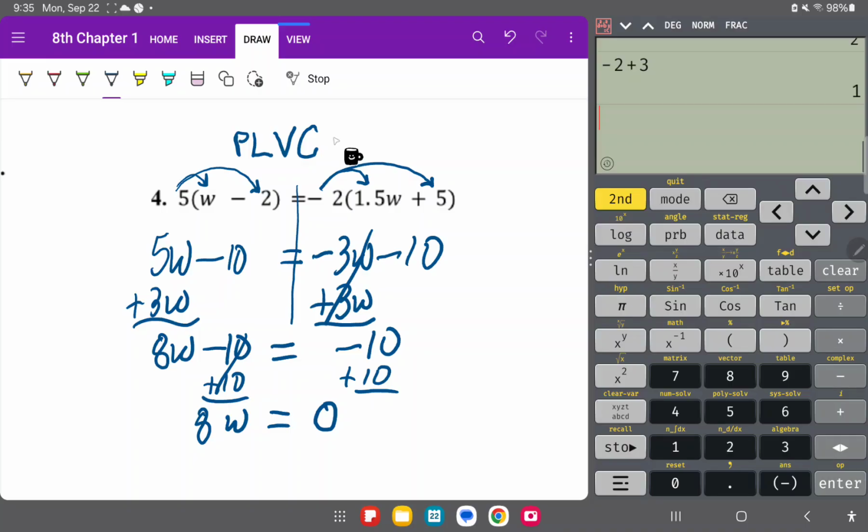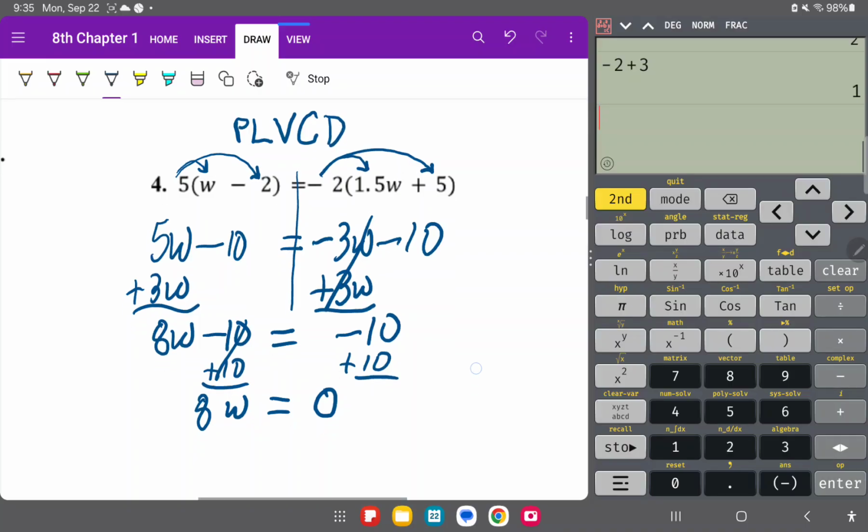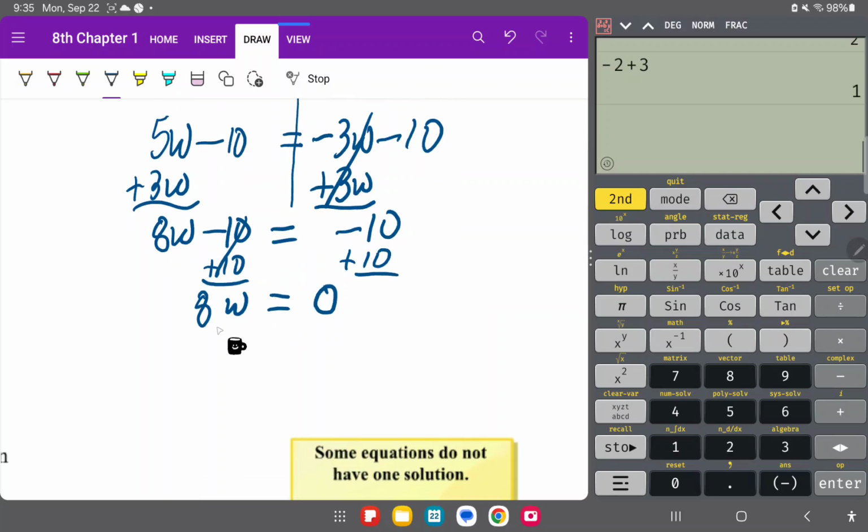Then the last step is we're going to divide. Sometimes that's multiply, but we're going to divide. All right, so you divide by the coefficient of the variable. So that cancels out, and we're left with W. He's so happy that he's by himself. And then divide over here. What is 0 divided by 8? It is 0, just like that.